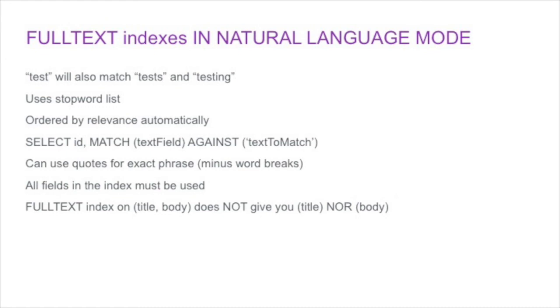So you say SELECT ID MATCH text field AGAINST text to match. You can use quotes for exact phrases, but it doesn't count word breaks. So test me will match test comma me or test dash me or whatever. All the fields in the index must be used. So if you have like a full text index on title and author, you have to match against title and author. So that's one of those cases where the composite index doesn't necessarily give you anything for free.